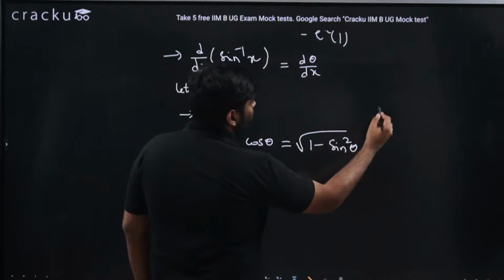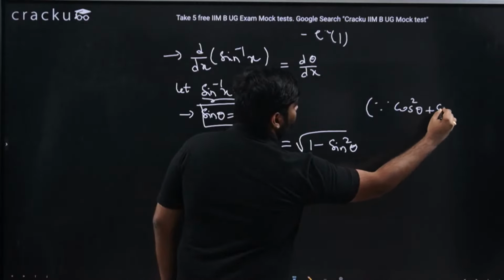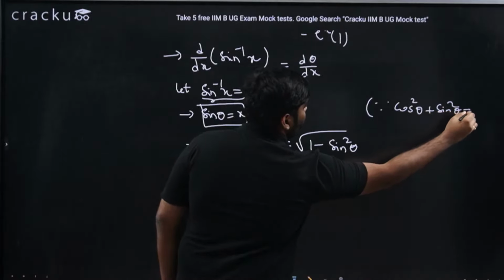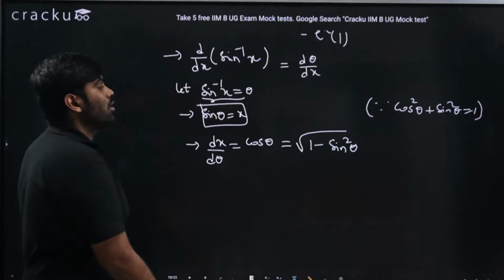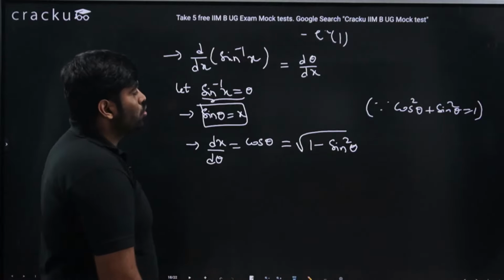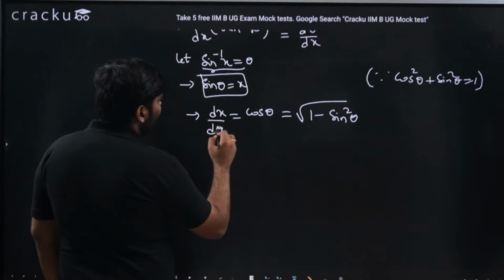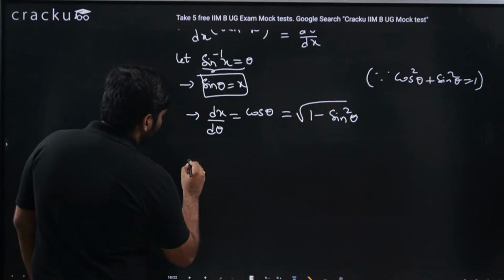Why is that? Because cos square theta plus sin square theta is equal to 1. I assume you know this trigonometry identity, cos square theta plus sin square theta equal to 1. Then this cos theta can be written as root over 1 minus sin square theta. So I get dx by d theta as root over 1 minus sin square theta.